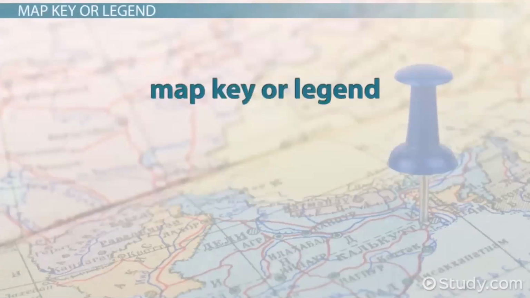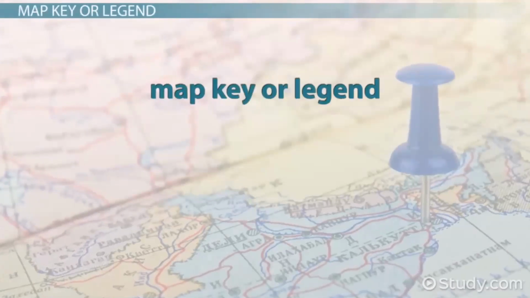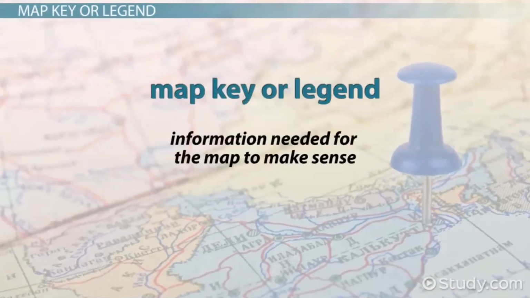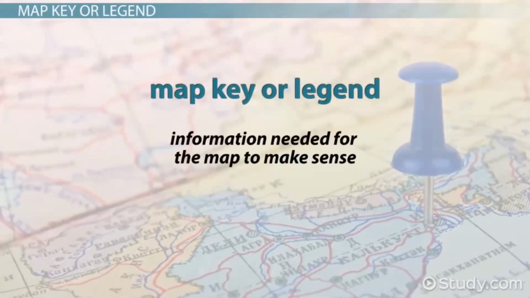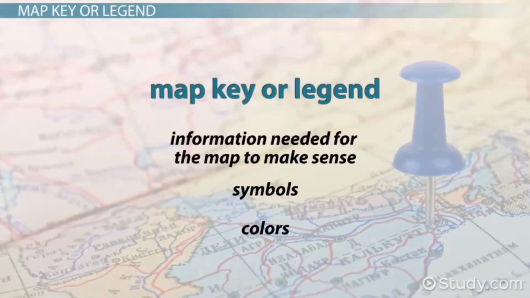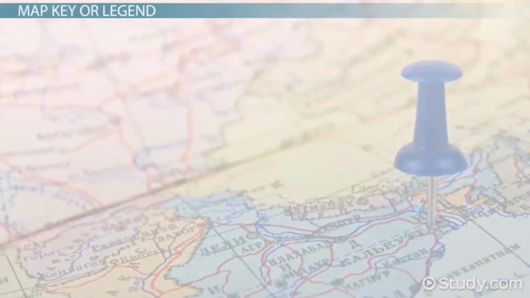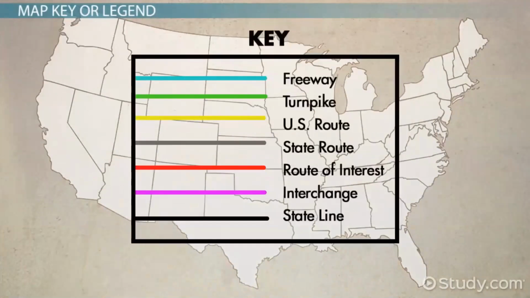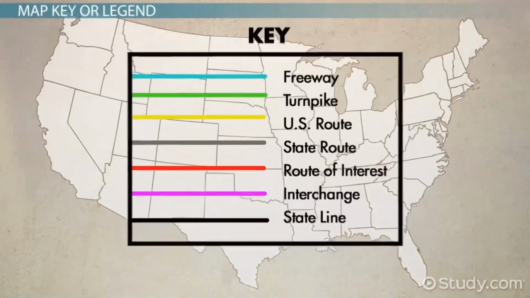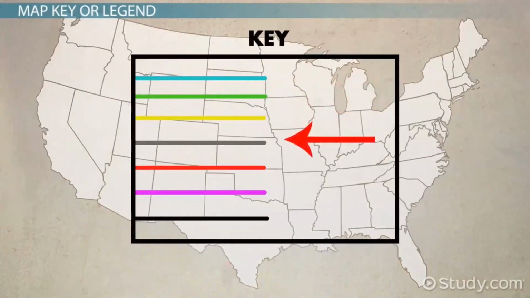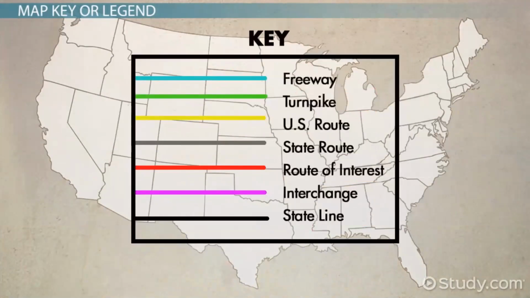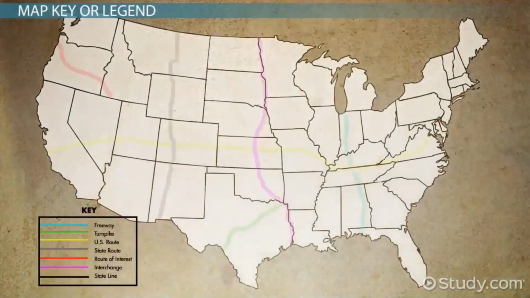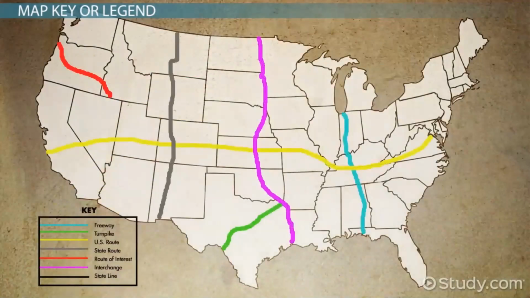A map key or legend is included with a map to unlock it. It gives you the information needed for the map to make sense. Maps often use symbols or colors to represent things, and the map key explains what they mean. Map keys are often boxes in the corner of the map, and the information they give you is essential to understanding the map. Symbols in the key might be pictures or icons that represent different things on the map. Sometimes the map might be colored or shaded, and the key explains what the colors and shades mean. The picture here shows an example of a map key for a typical road map.